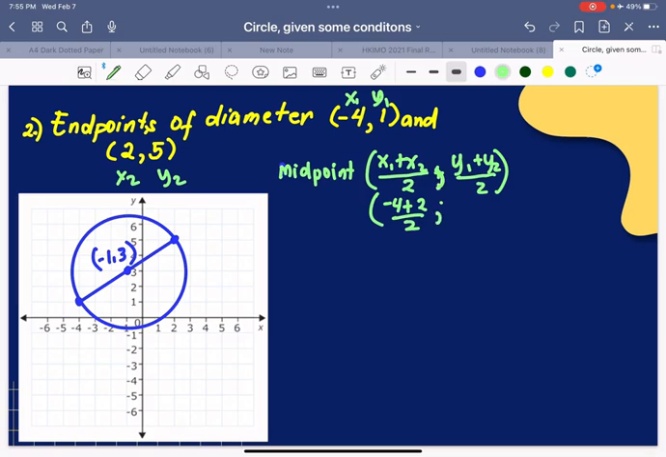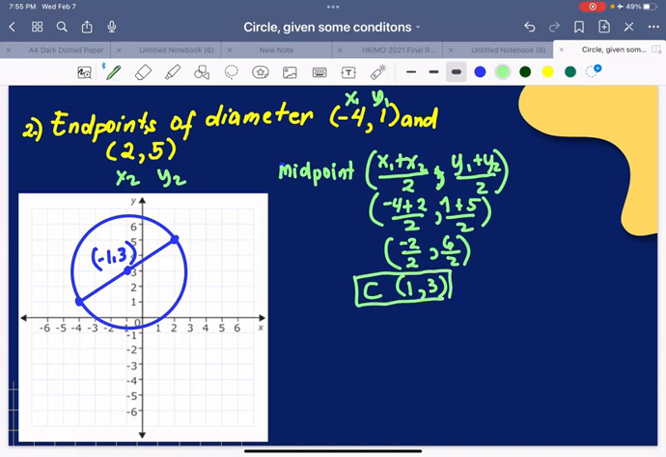This is ordered pair. Y sub 1 is 1 plus y sub 2 is 5 over 2. Okay, negative 4 plus 2, that is negative 2 over 2. 1 plus 5, that is 6 over 2. Let's simplify. Negative 2 over 2, that is -1. 6 over 2, that is 3. So that will be the midpoint. So we can use now this as the center of the circle. Another problem, we don't have yet the radius here. So what is the distance from the center to a point on the circle?